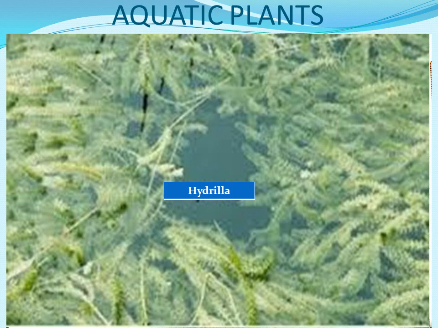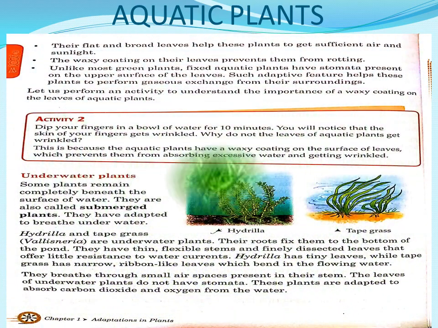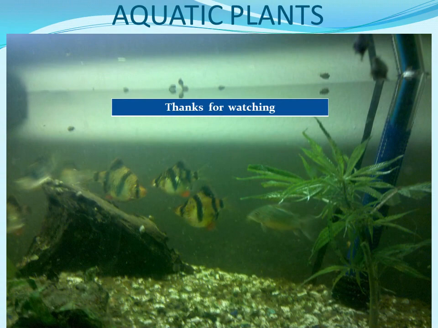Their roots fix them to the bottom of the pond. If you see the picture of hydrilla, you can see that their roots are fixed at the bottom of the pond. They have thin, flexible stems and finely dissected leaves, which ultimately help them to resist the water currents because they are living inside the water, not on the surface. Hydrilla has tiny leaves, while tape grass has narrow ribbon-like leaves which bend in the flowing water. So that's all about this chapter. Let us go through the chapter thoroughly and follow this presentation. I hope you will be able to understand everything.